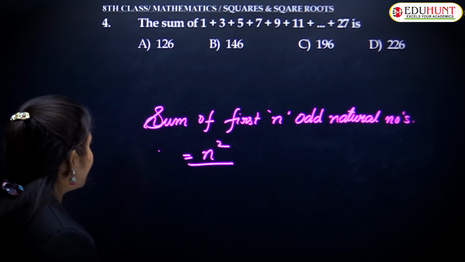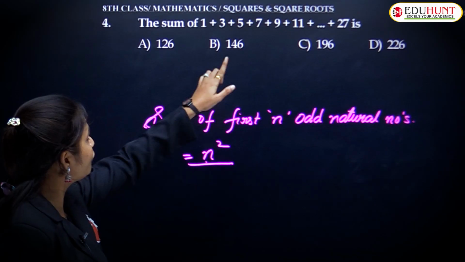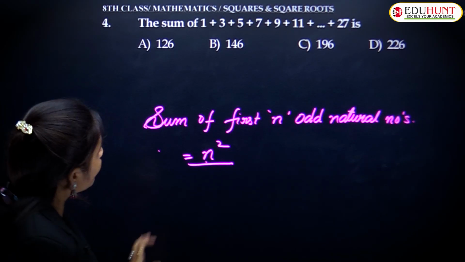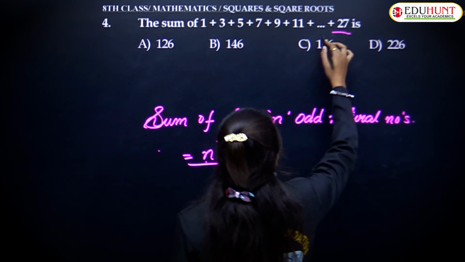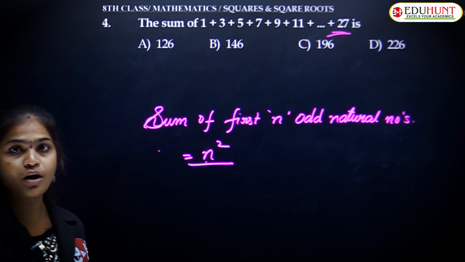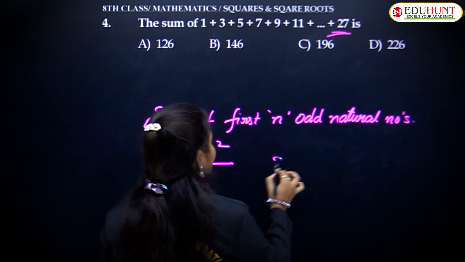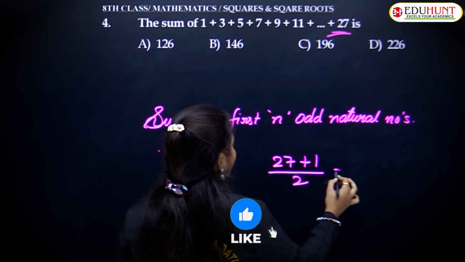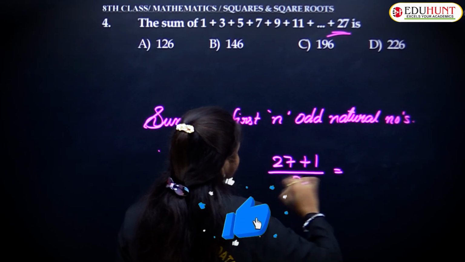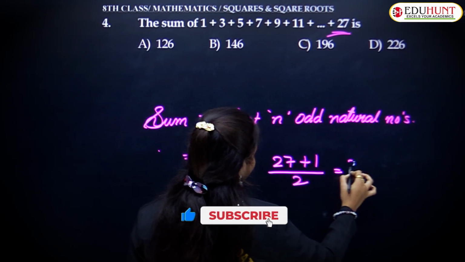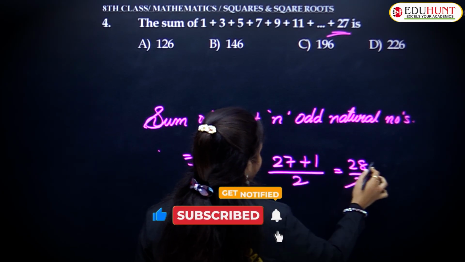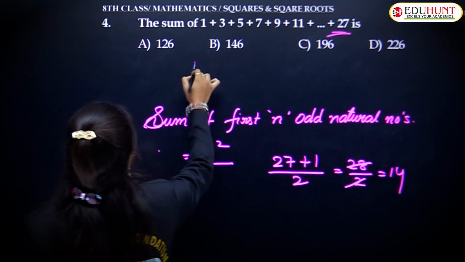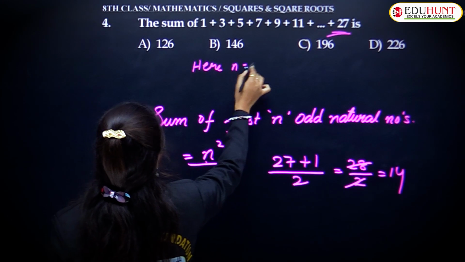Okay, so see here, n means the number of given odd numbers. So children, if the last number is odd, just add 1 to that and divide by 2. The last number is 27, no? So 27 plus 1, 28, by 2. So here we will get it as 14. Okay. So here n is equal to 14.